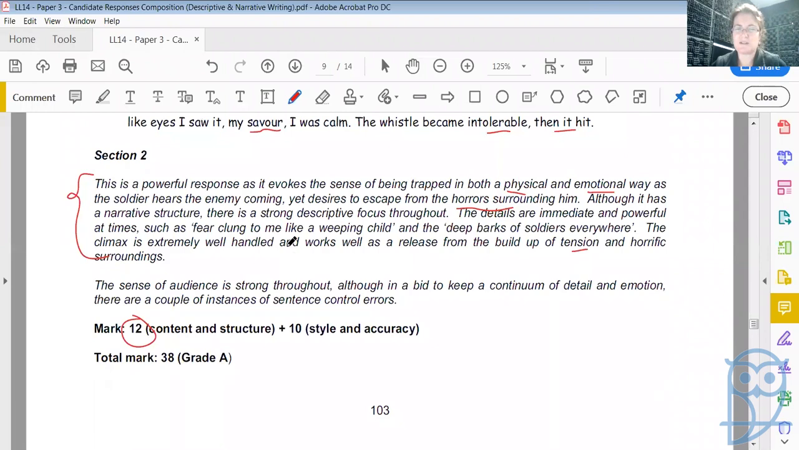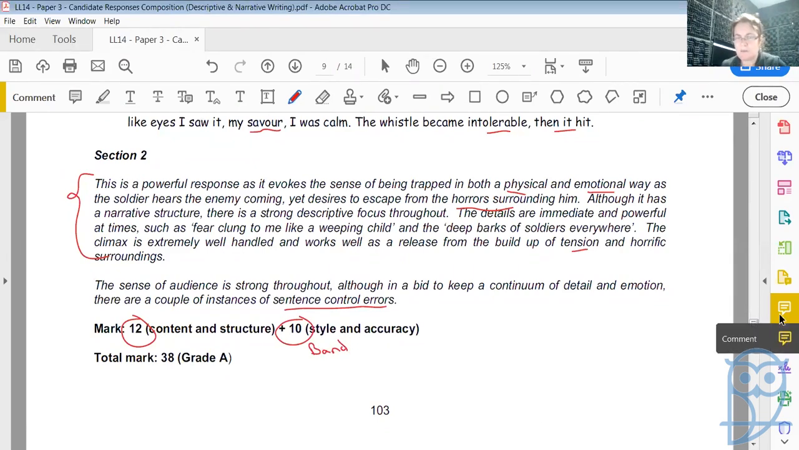Okay, so the sense of audience is strong throughout, although in a bid to keep a continuum of detail and emotion, to keep a sense of continuity, there are a couple of instances of sentence control errors. So there should have been some semicolons somewhere. There could have been some ellipses. There could have been commas. Those were missed out. You know, when you are struggling for time in an exam and you already thought up all these amazing ideas, it's quite hard to get everything right. But that is why you have to just practice. So they got 10, which is a band 2.